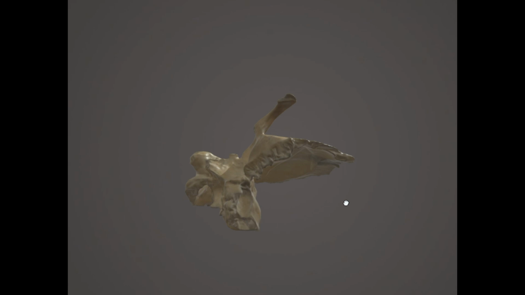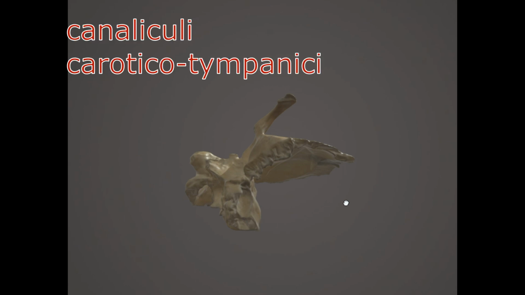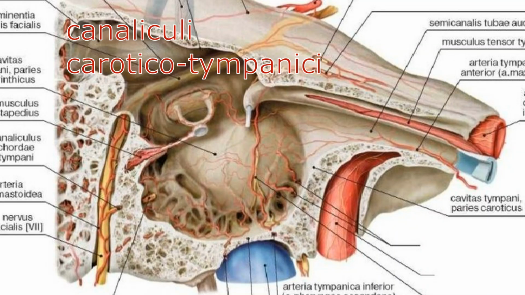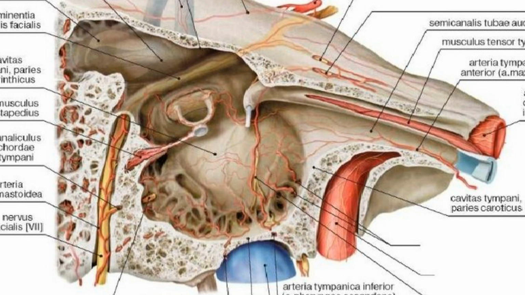Caroticotympanic canaliculi, canaliculi caroticotympanici, originate on the posterior wall of the carotid canal near its external opening and penetrate the tympanic cavity. Through these small canals, the corresponding nerves and arteries pass into the tympanic cavity.